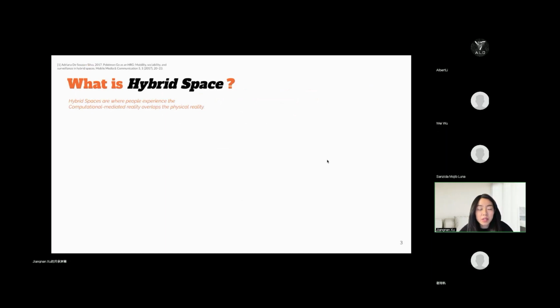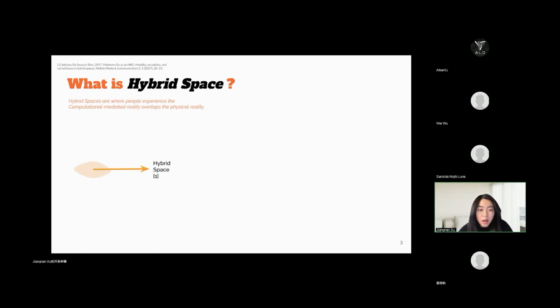Shortly speaking, hybrid spaces are where people experience computationally mediated reality overlapping the physical reality. We can imagine there are two circles. The first circle is the computationally mediated reality, which means AR, VR, or anything you can think of. Maybe it's cyberspace, something like the Zoom meeting we have now. And the next circle is the blue one. This is the real world. Where they overlap, the hybrid space is here.